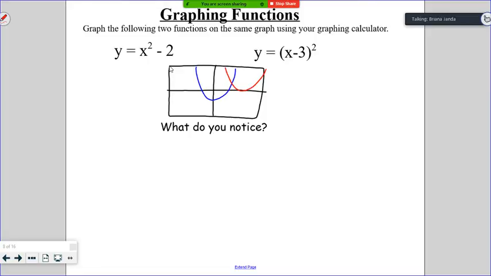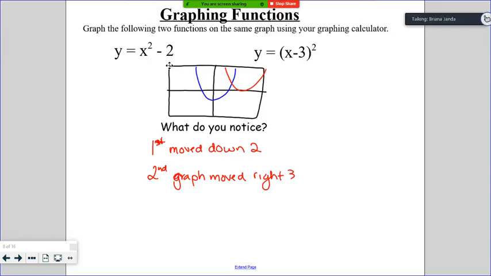What did I notice? Well, the blue graph was the first one I typed in, and looking at those numbers and what I see, I would say that the first one was moved down. And my second graph, comparing it here, and what I see, it tells me kind of how far it went. So the second graph moved, and it looks like it moved right 3. And that's, again, all I kind of have to write about what I notice on these things. Any questions here?